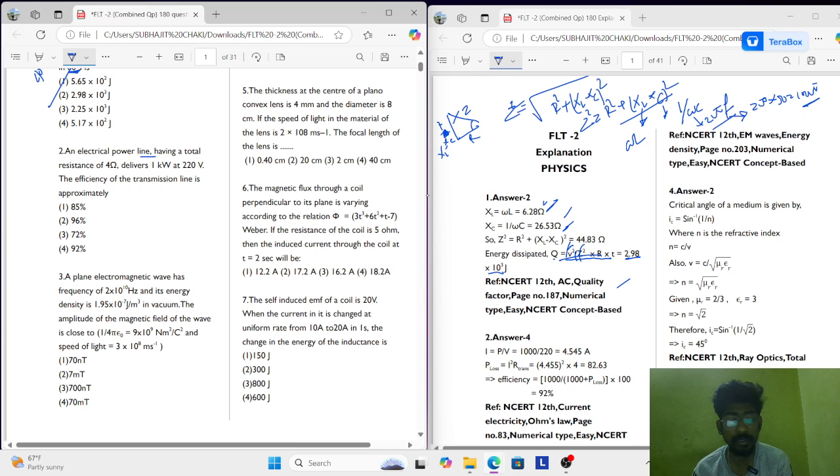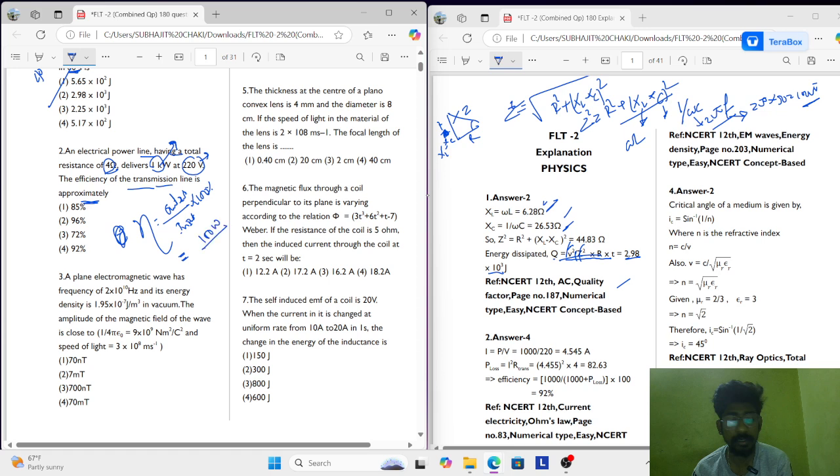An electrical power line having a total resistance of 4 ohm delivers 1 kilowatt in 2000 at 220 volt. The efficiency of the transmission line is approximately what? Efficiency eta is equal to output power by input power, into 100%. Delivers 1 kilowatt means that is the output. So the output is 1 kilowatt, which means 1000 watt.